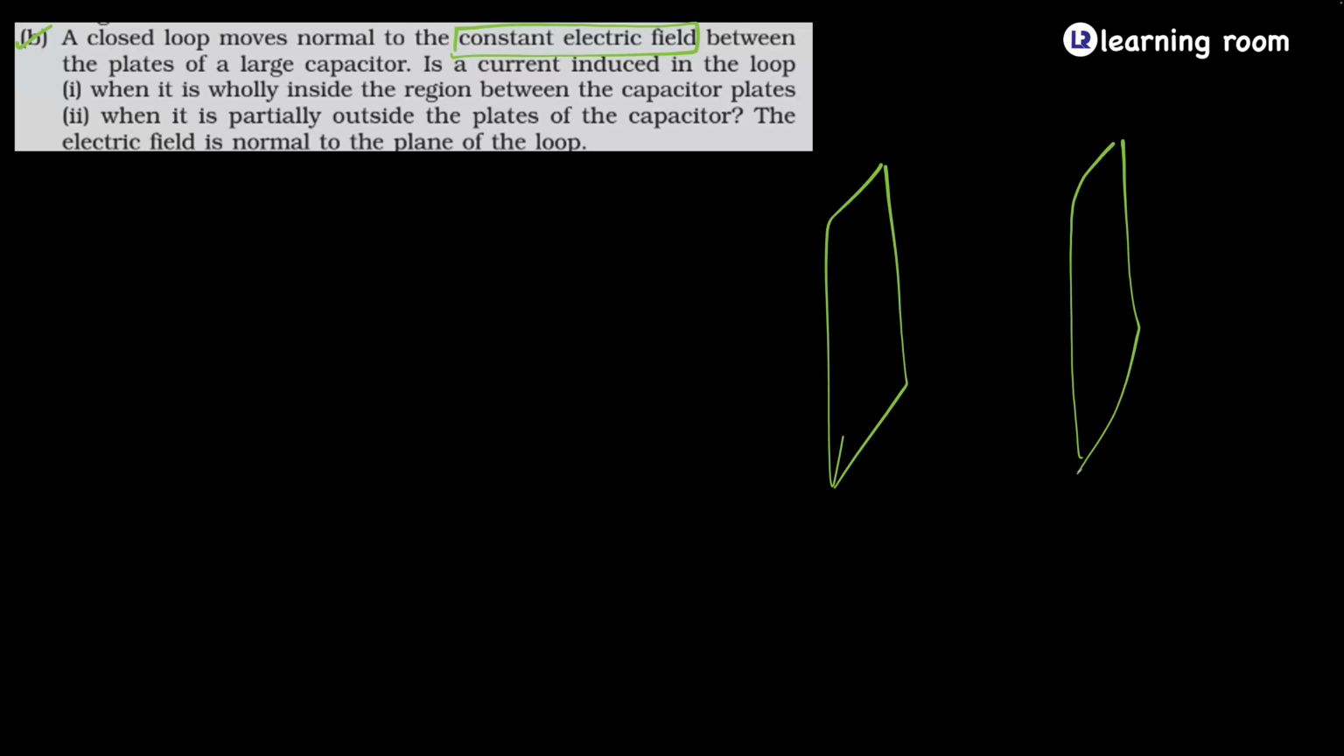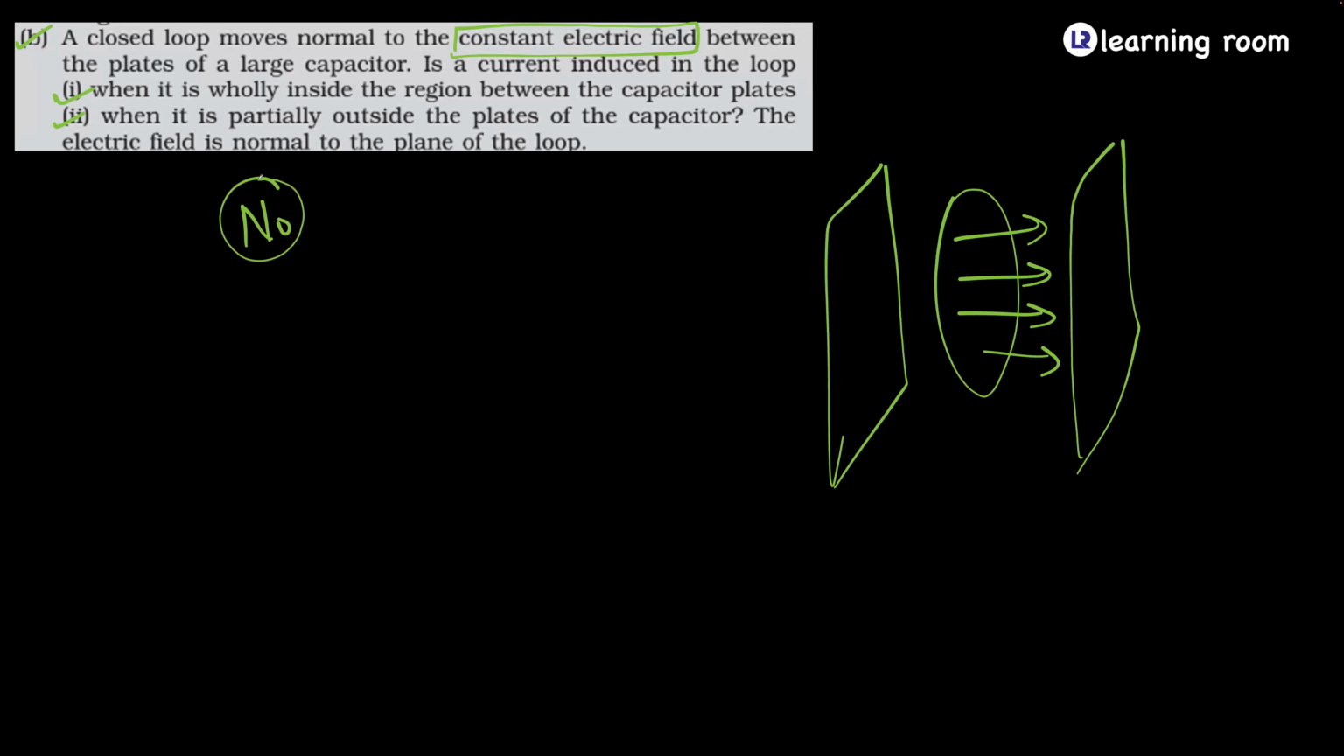Is a current induced in the loop in the first scenario, when it is wholly inside the region between the capacitor plates? Second, when it is partially outside the plates of the capacitor. And they have told that the electric field is normal to the plane of the loop. So the loop is like this, and the electric field is in this direction. Question is, is there a current that is going to get induced? Answer is no. Why?